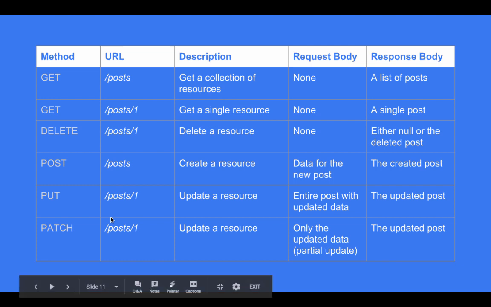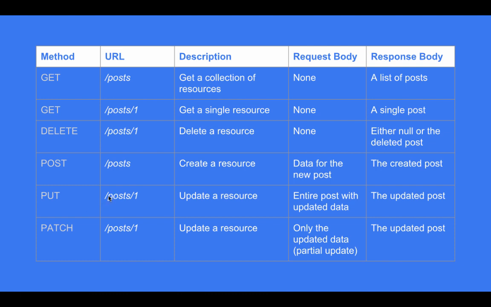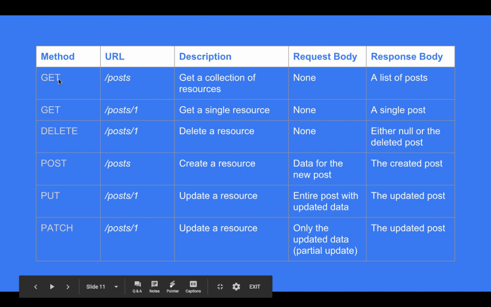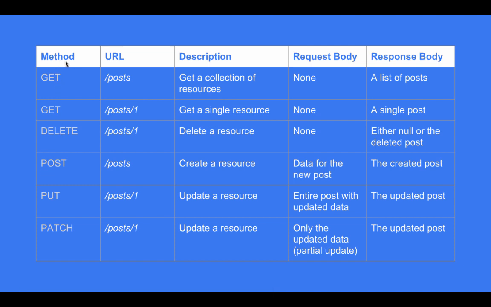If I want to update, there's two different ones. Some people use put, some people use patch. There's a minor difference between the two, but the URL is the same, so it's typically /post/ and then the ID of the thing you're updating. You can see all these URLs are the same, and the only thing I'm really changing is the HTTP method: get, post, put, and delete.